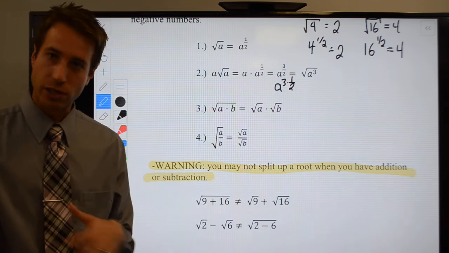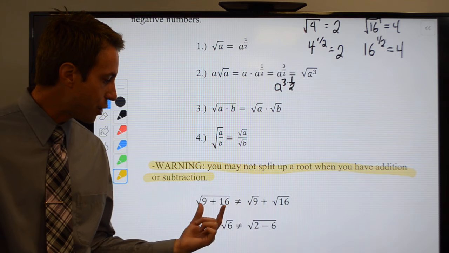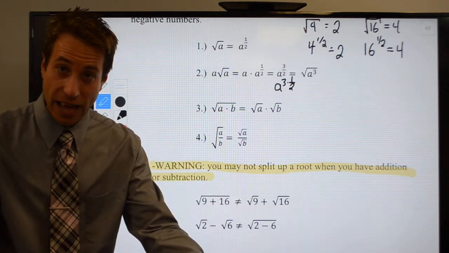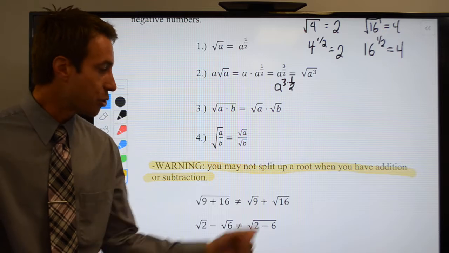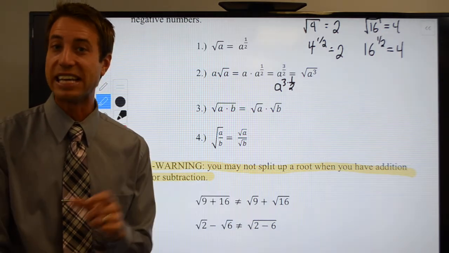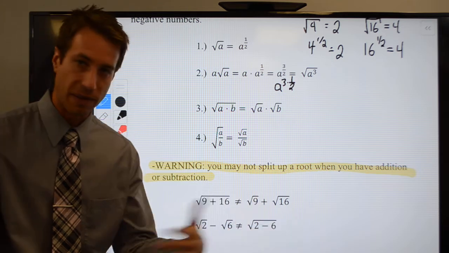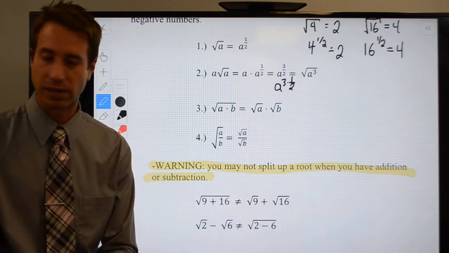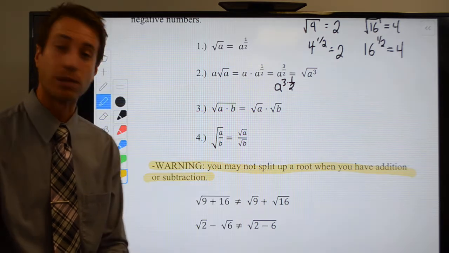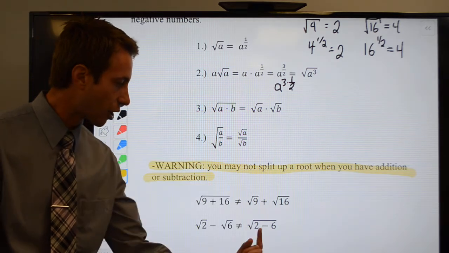Addition and subtraction don't work that way. If you have two things underneath the radical and they're added together, or it's a sum, you cannot split those up and take the square root of each of those, whether they be variables or constants, separately. It doesn't work that way for addition. Same is true with subtraction. You can't go either direction.